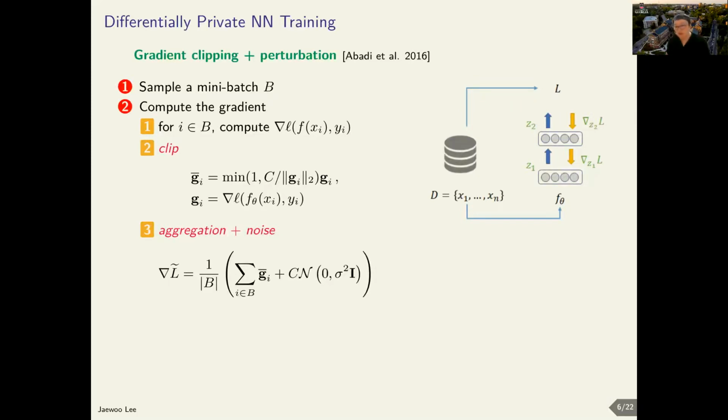After clipping the gradients, we take the sum of those clipped gradients and add Gaussian noise to satisfy differential privacy. We call this aggregated noisy gradient a private gradient. Once we have this private gradient, then we can update the parameters of our neural network.